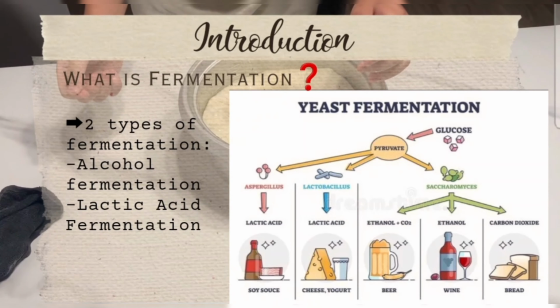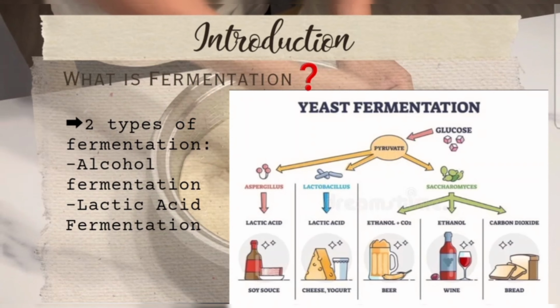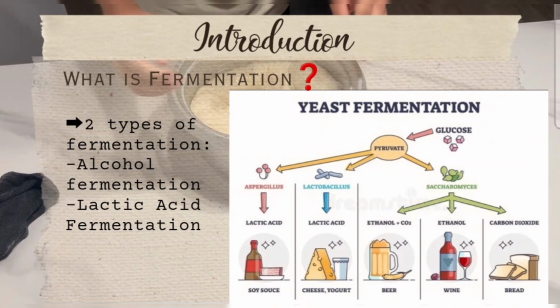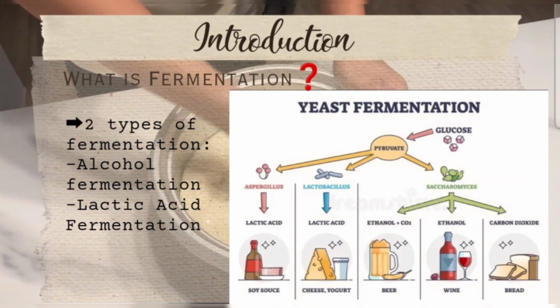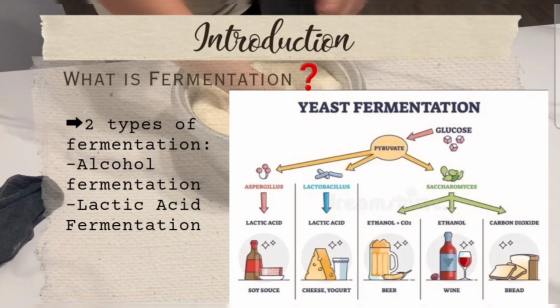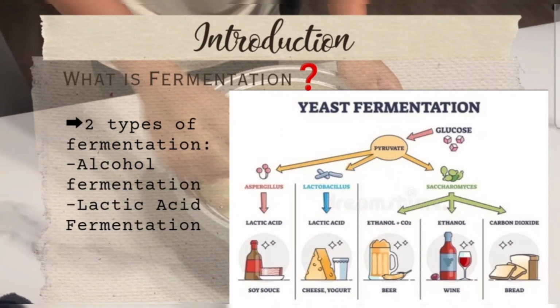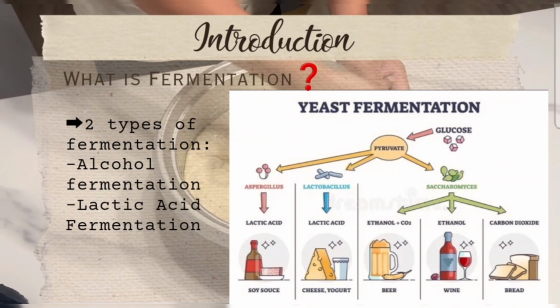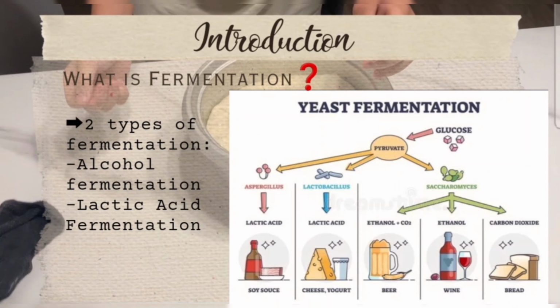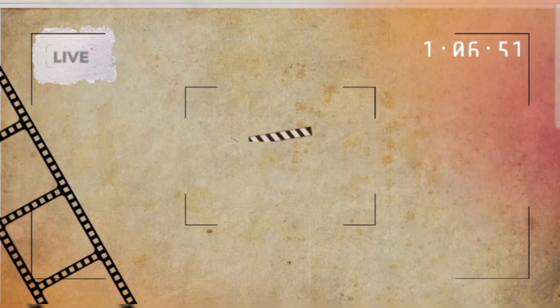There are two types of fermentation, namely alcohol fermentation and lactic acid fermentation. In pizza dough making, alcohol fermentation is a key process that involves the conversion of sugars in the dough into alcohol and carbon dioxide by yeast. The carbon dioxide produced during this fermentation causes the dough to rise, resulting in the light and airy texture of the pizza bread.